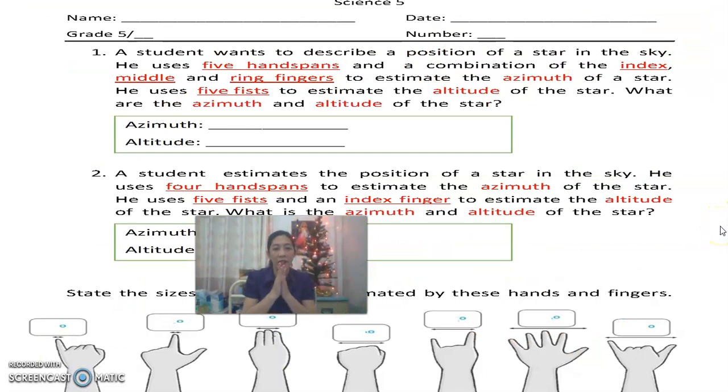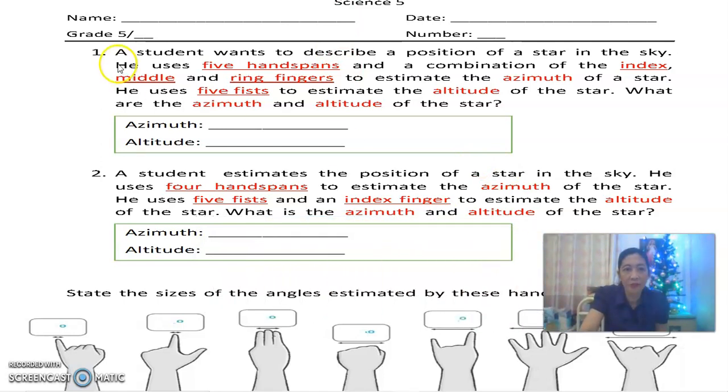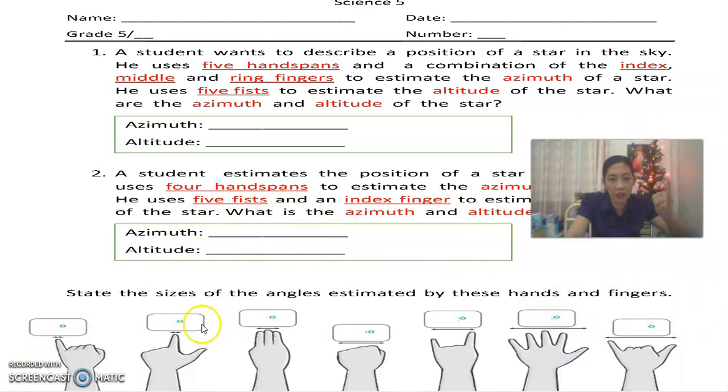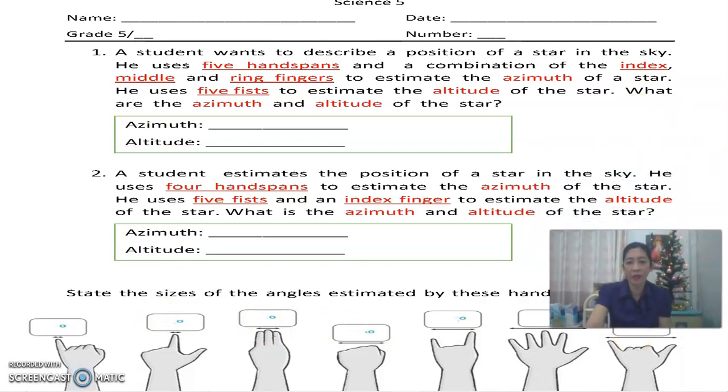I hope you understand our topic for today. And this is the worksheet, please answer and understand what is the azimuth and what is the altitude. And number 2 is what is the azimuth and what is the altitude. And please write: how many? State the size of angles estimated by these hands and fingers. Example, this is 1 angle. How about this one?